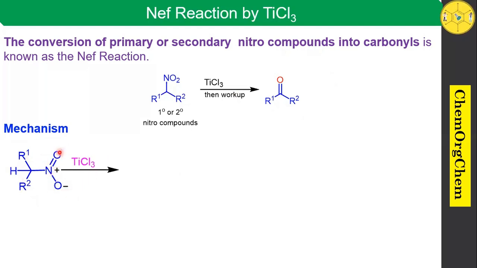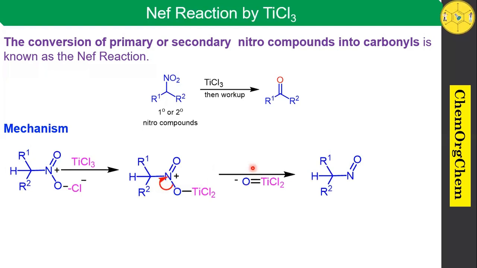So now you see this nitro compound here, oxygen has the negative charge. So this one readily interacts with titanium, followed by the kick-off of the chloride ion, which readily produces this intermediate. After that, you see this nitrogen-oxygen bond cleaved, and this electron shifted towards the nitrogen atom to produce the corresponding nitroso compound, followed by this titanium byproduct.